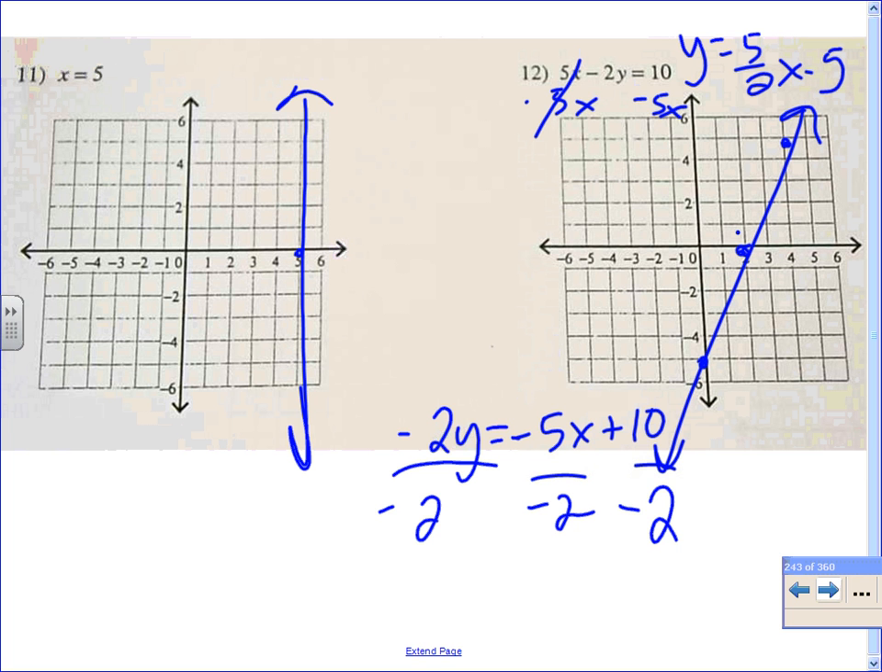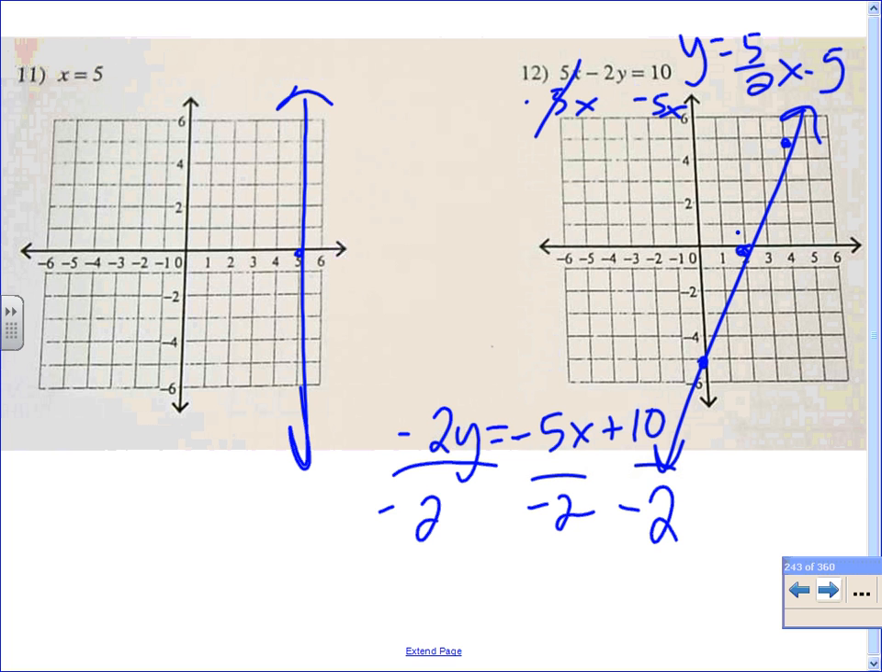But it's x equals 5. So you have to go on the x-axis to 5 and draw a vertical line. Just like we did yesterday. If it's x equals a number, go over to that number on the x-axis and draw a vertical line. Okay, any other questions on the warm-up?